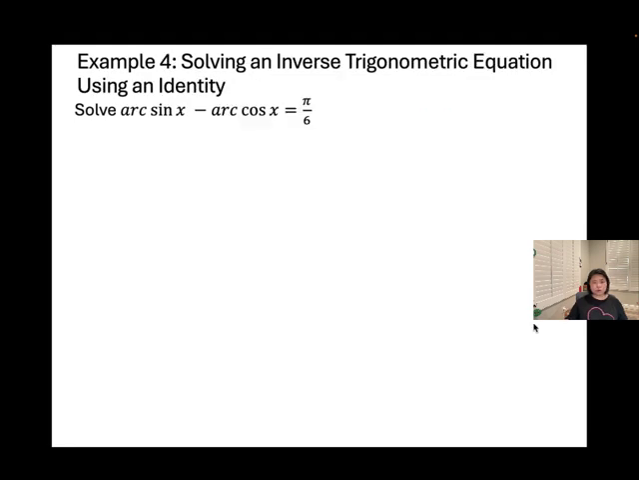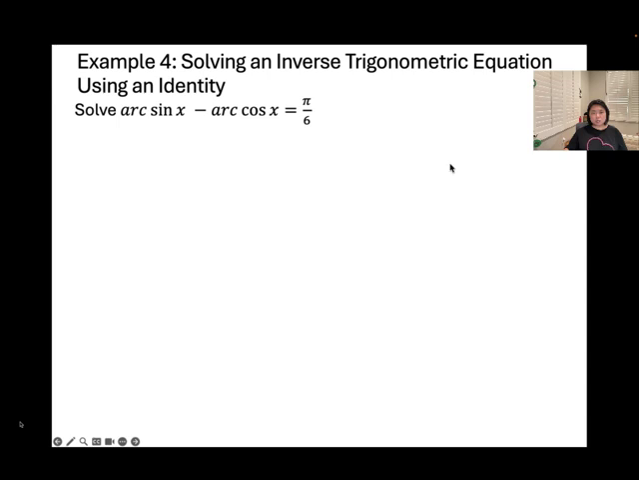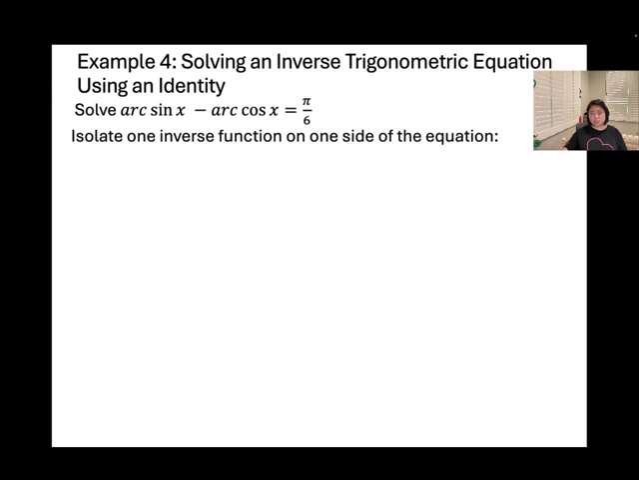Okay, example 4. Solving an inverse trigonometric equation using an identity. So we have arc sine of x minus arc cosine of x equal to pi over 6. We're going to isolate one inverse function on one side of the equation, so we add arc cosine of x to both sides. You should get this.